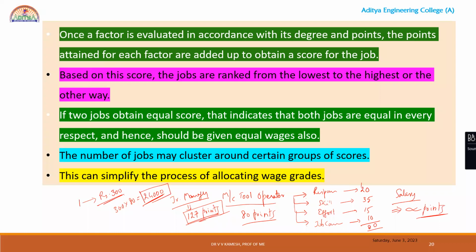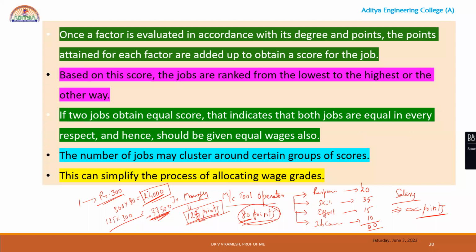Junior manager, suppose got 125 points. So 125 into 300 rupees. Clear? So 37,500. Okay. So the job differentials between one type of job and another type of job will definitely differ in number of points, right? Because the responsibility will differ, skill will differ, effort will differ. So there will be a huge or substantial gap between different jobs. So there will not be any ambiguity in setting the salary.